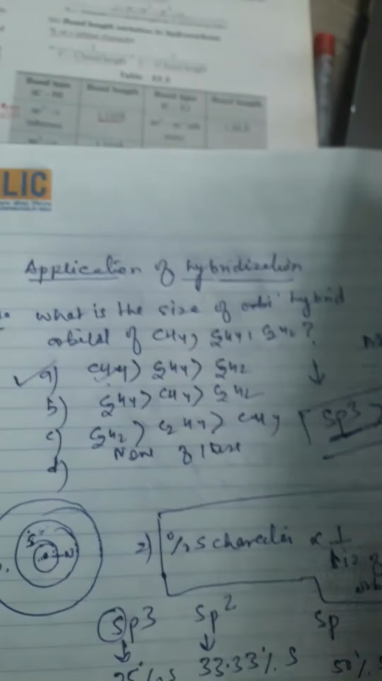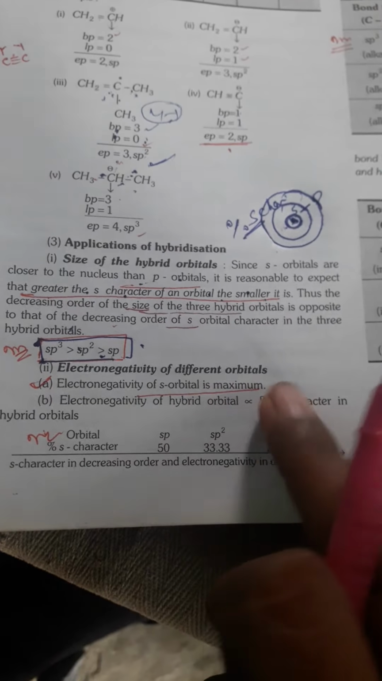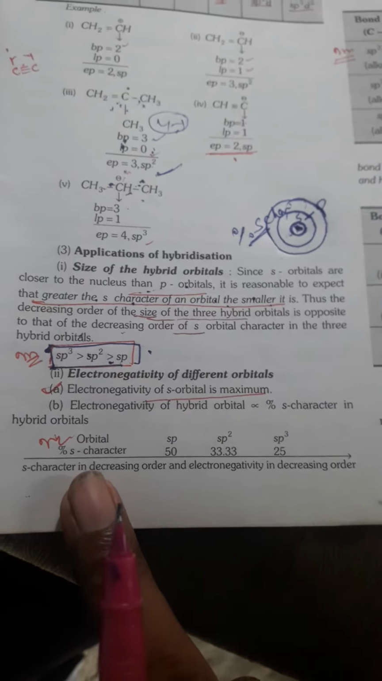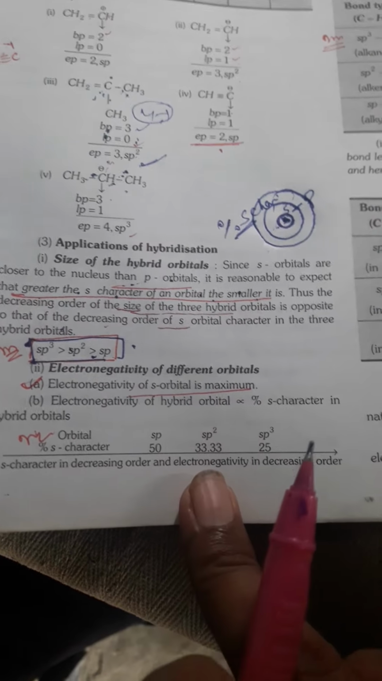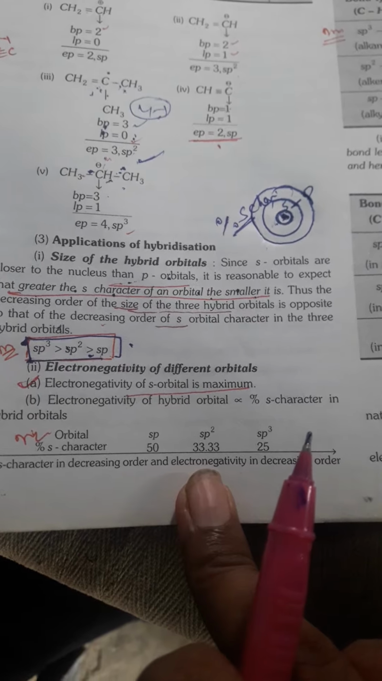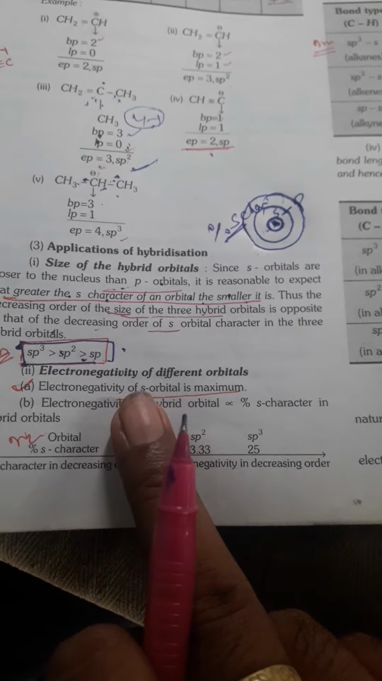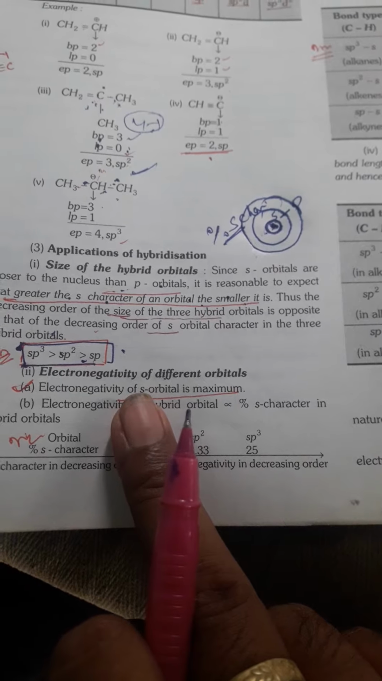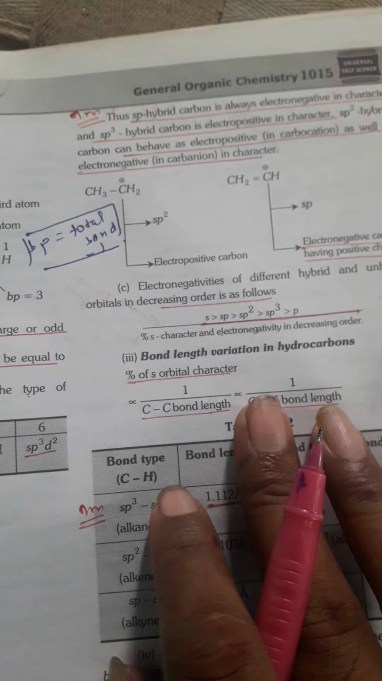So it is the first paragraph. In the second paragraph, it indicates that the electronegativity of different orbitals you can determine through hybridization. Electronegativity of s orbital is maximum. So which molecule has more electronegativity? Suppose three options are given like that, you can solve it.